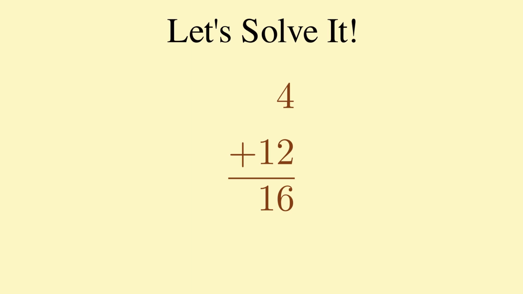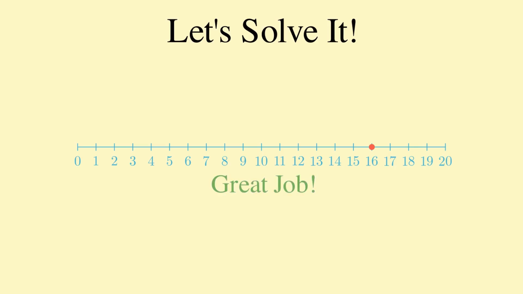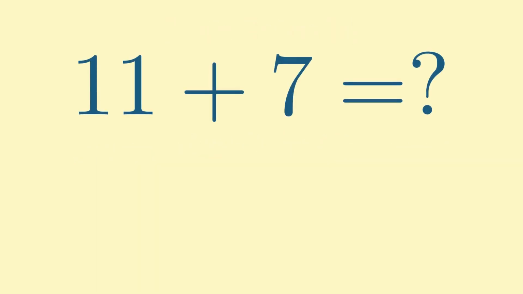We can also use a number line. Start at 4 and move 12 steps forward. 1, 2, 3, 4, 5, 6, 7, 8, 9, 10, 11, 12. We land on 16. Great job! Now, let's move to the next question. What is 11 plus 7?